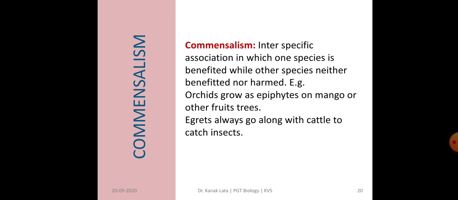Now, next we will discuss commensalism. It is also an interspecific interaction in which one species is benefited but the other species is neither benefited nor harmed. For example, orchids grow as epiphytes on mango or other fruit trees. Egret birds always go along with cattle to catch insects. So this is an example of commensalism in which the egret is benefited but cattle is not harmed and not benefited.